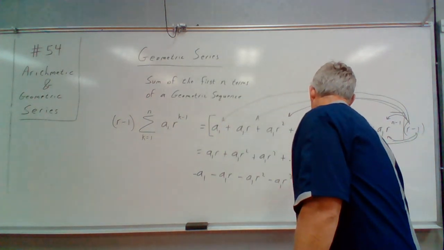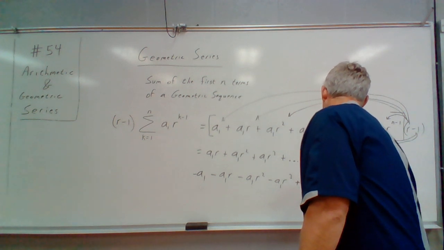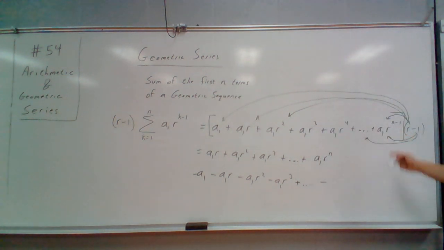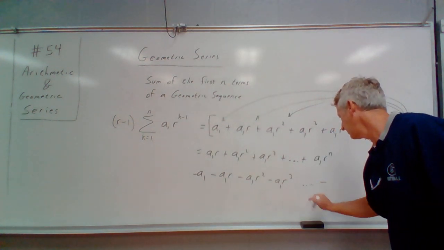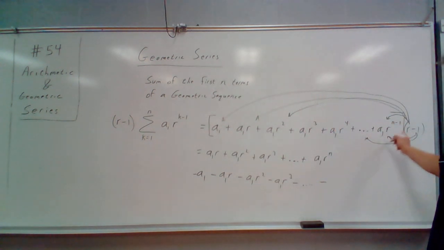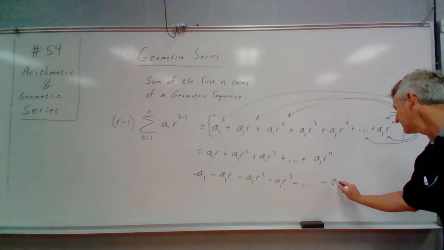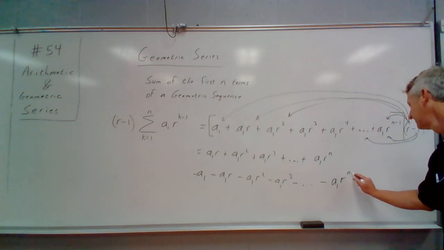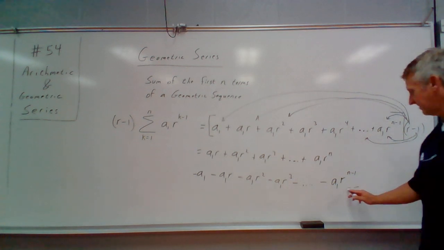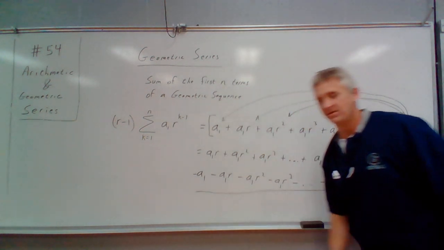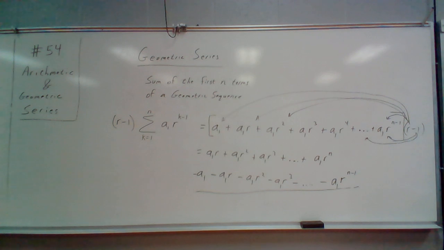So plus dot dot dot minus, well, we can say that's a minus with a plus. And the very last one then will be minus a sub 1 r to the n minus 1. I think we got all that. What a mess, right? That's a mess. But something really, really cool happens now.